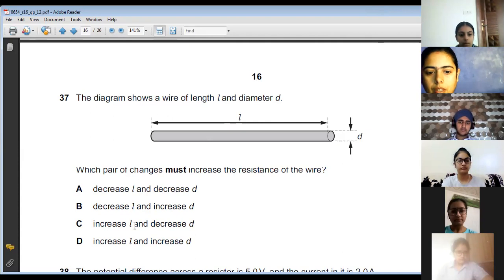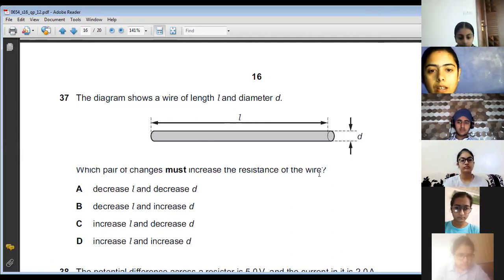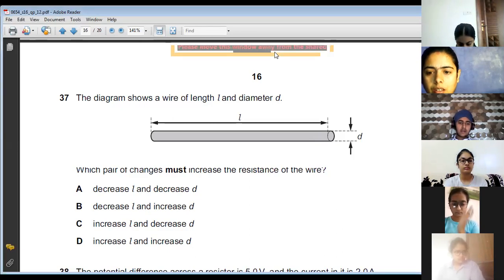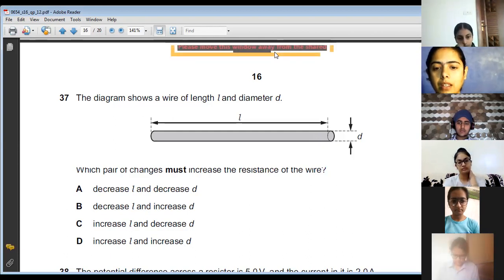C. See, the length increases and the diameter decreases. Okay. How can you say this? This is the correct answer. Due to the collision of electrons and neutrons in it. Then what? If they collide, then it will increase its resistance. Oh, okay. Then what is the role of length and diameter into it? They are asking for that. It will decrease the space between them.